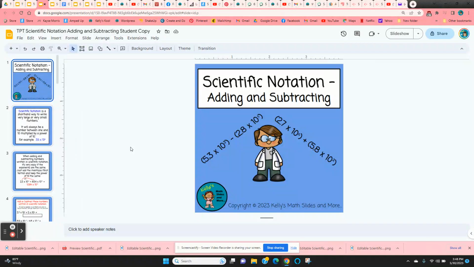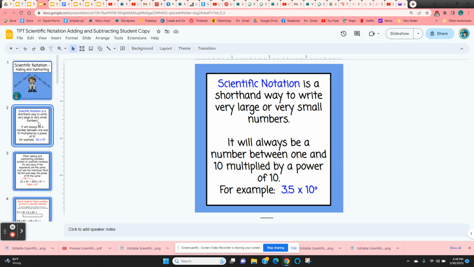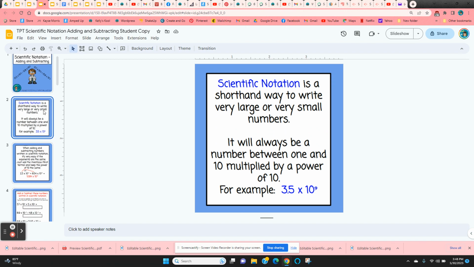Scientific notation, adding and subtracting. So this is a digital lesson. Once your students know how to change numbers to scientific notation and they know how to order and compare them, then they can start adding and subtracting. The first slide just gives them a definition of what scientific notation is, just a review.